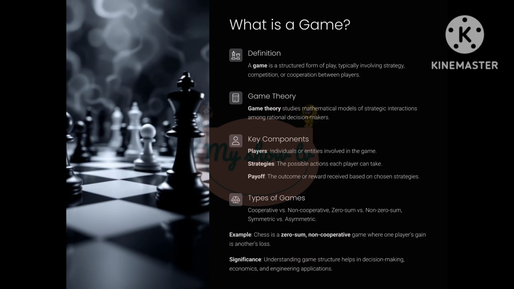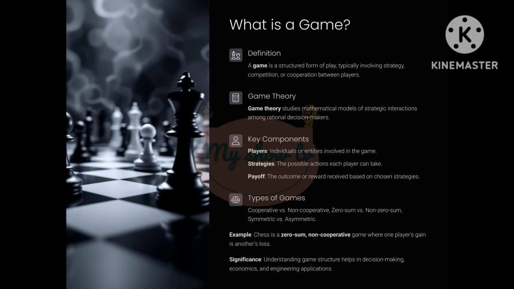Players, individuals or entities making decisions in the game. Strategies, the set of choices a player can make. Payoffs, the outcomes that players receive based on their strategies. Rules, the predefined structure dictating how the game operates.